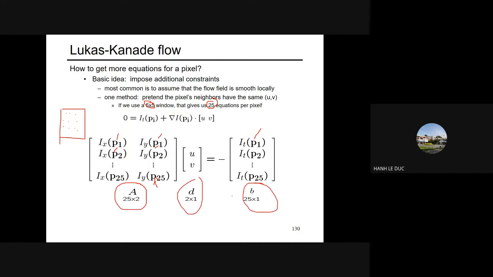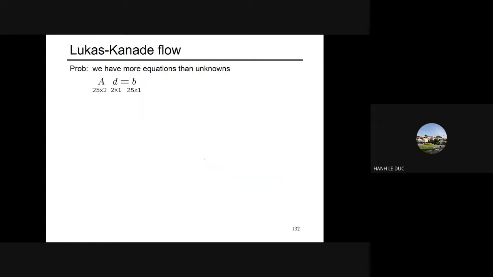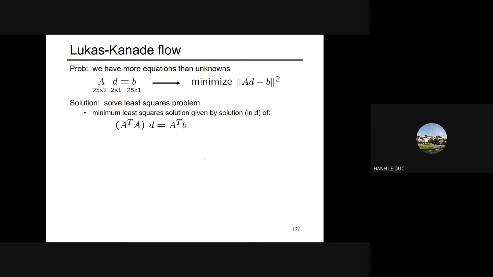Can you solve this matrix to find u and v? Yeah, it's very easy to solve. Just do the transpose, this one will become matrix 1, and then we can calculate u and v here.